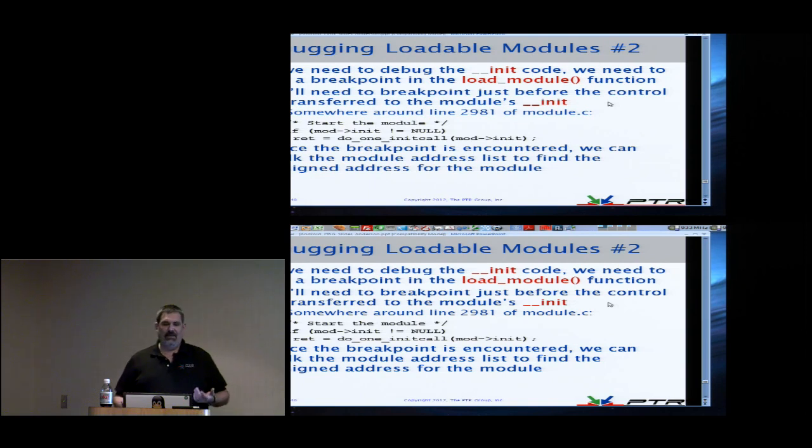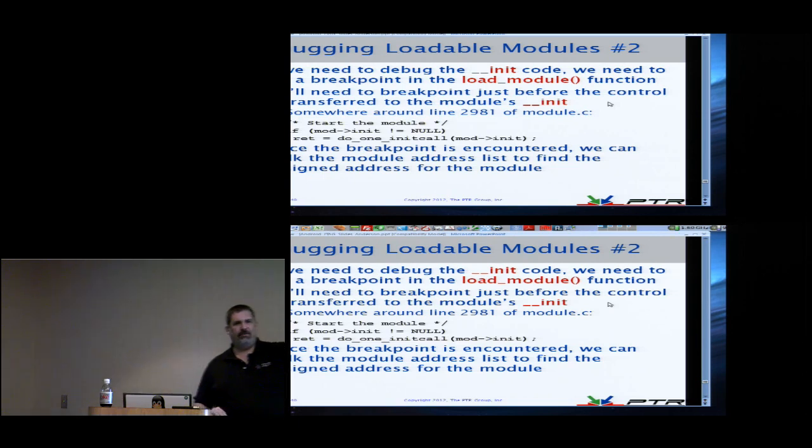Well, it turns out that if we go into module.c in the kernel source tree, and we look down, this one happens to be for a 3.2 kernel, around line 2981, we'll see a piece of code that looks like this. This is the function that actually loads modules into memory. So we can set a breakpoint here and then load the module. And when it encounters the breakpoint, we'll then be able to step through the __init code, the initialization code of the module.